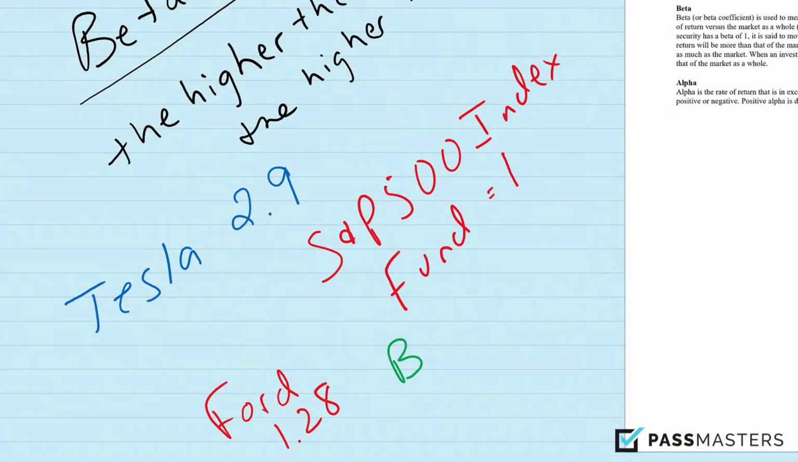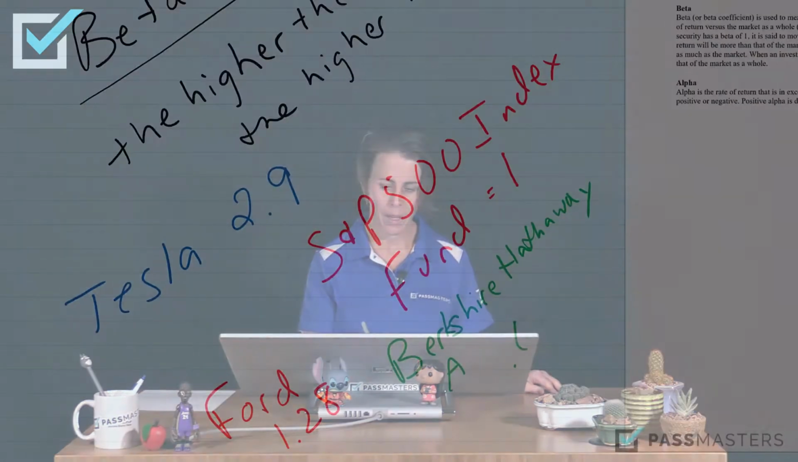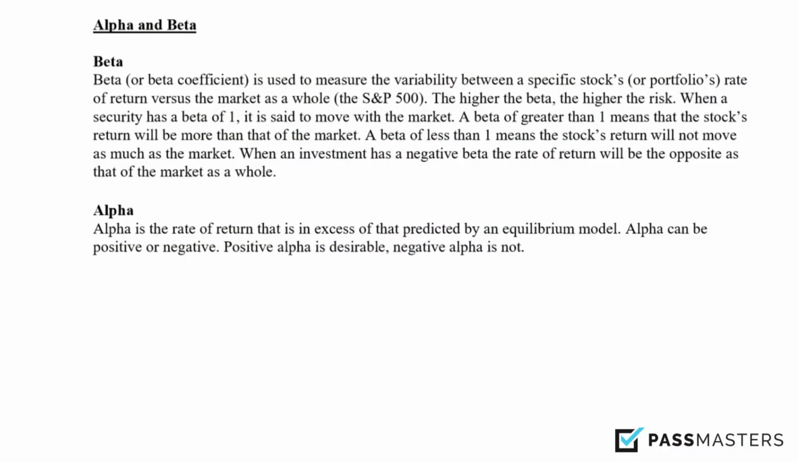Another one I looked up just for fun, Berkshire Hathaway. If you don't know who Berkshire Hathaway is or what it is, it's Warren Buffett's company. Class A shares have a beta of 0.87. So what does that tell you? Not as variable as the market. So a beta of greater than 1 moves more than the market. A beta of less than 1, it doesn't move as much as the market. If an investment has a negative beta, the rate of return will be the opposite of that of the market as a whole.